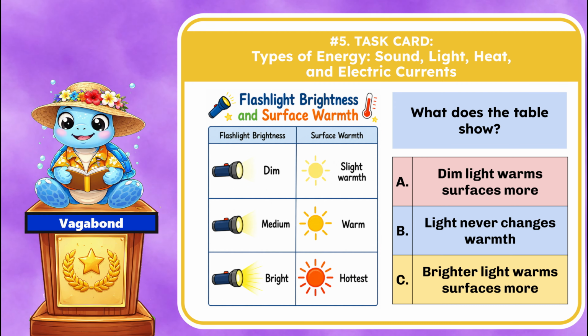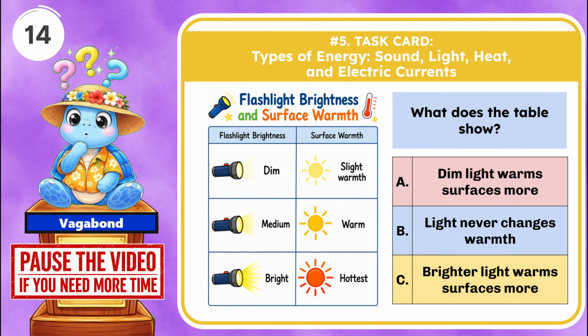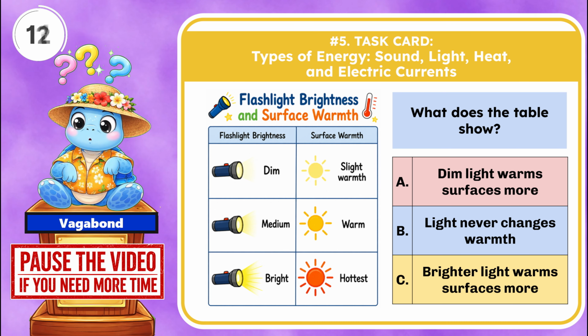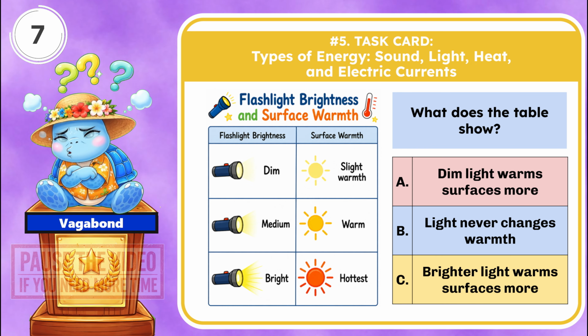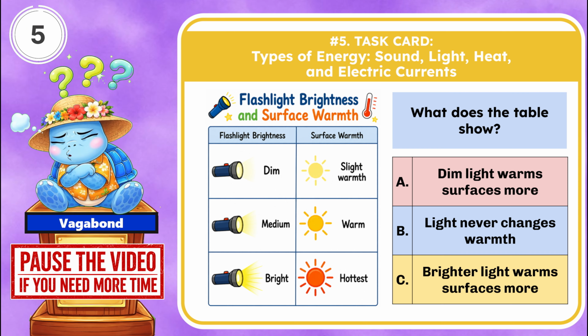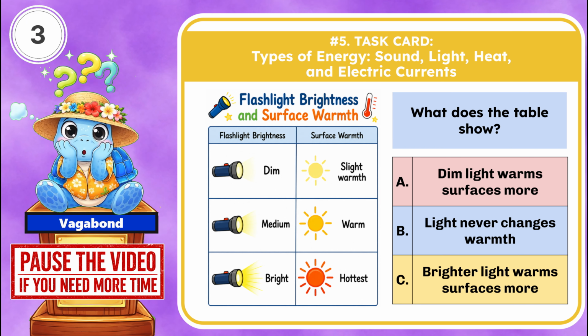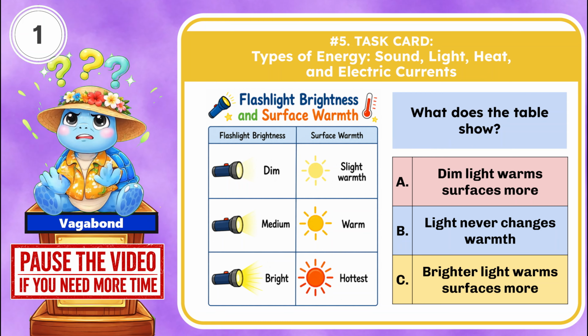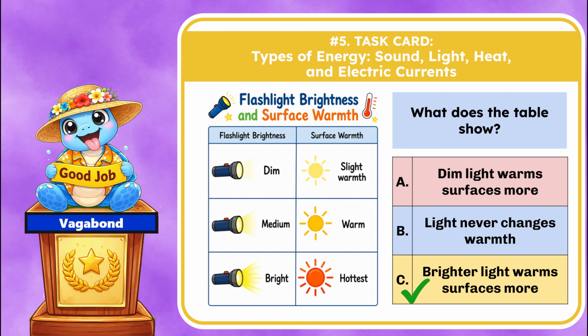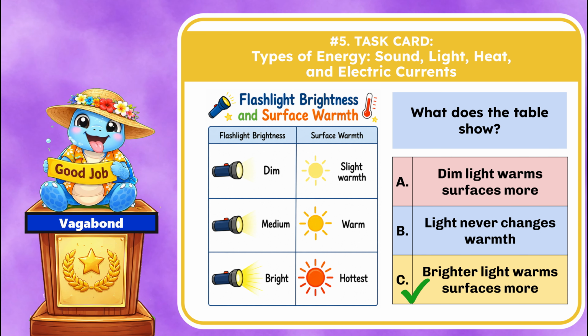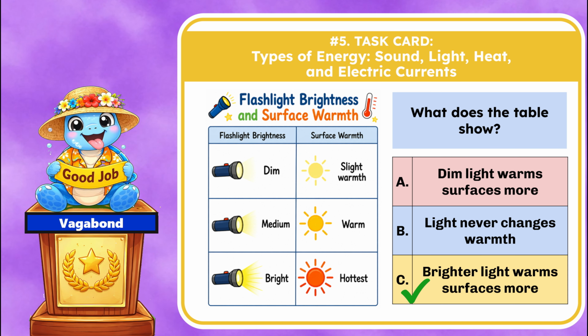What does the table show? And the correct answer is letter C. Brighter light warms surfaces more.